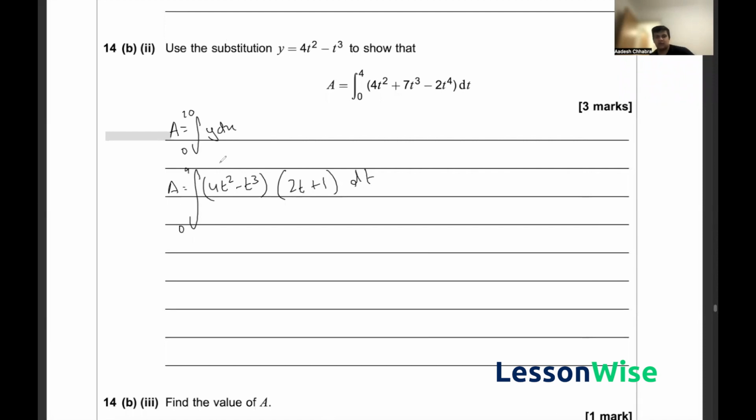And all we have to do now is expand this a little bit. So we get A is equal to the integral of 4 and 0 of 4t squared times 2t, which is 8t cubed, minus t cubed times 2t, which is minus 2t to the power 4, and then 4t squared times 1, which is just 4t squared, and then minus t cubed times 1, which is going to be minus t cubed, dt. We can further simplify this to make it into the integral of 4 and 0 of 7t cubed minus 2t to the power 4 plus 4t squared dt, hence showing what is needed from the question.